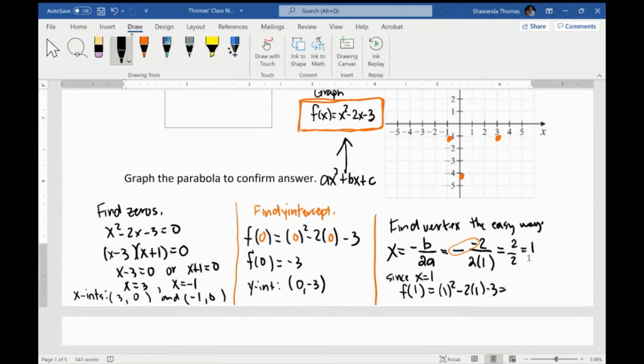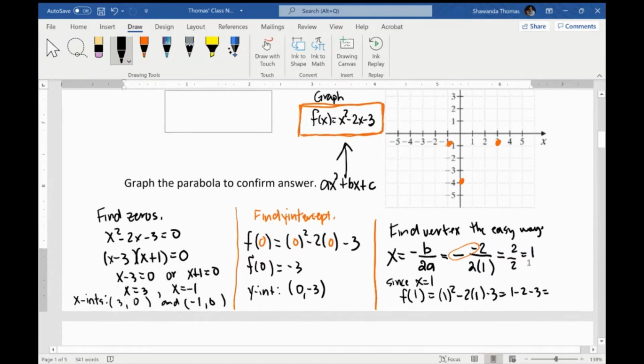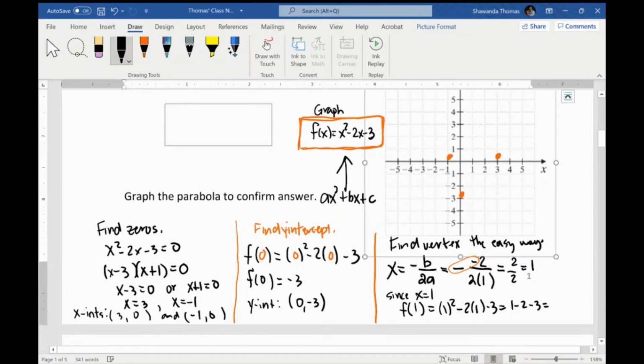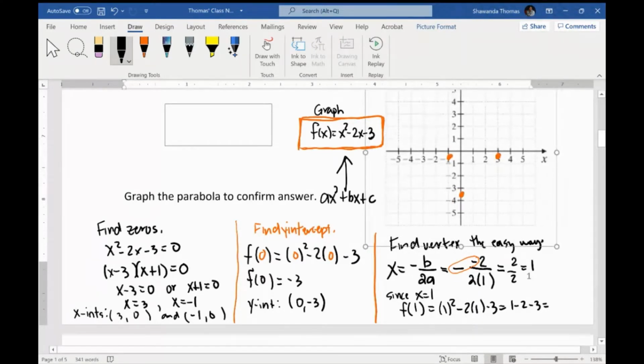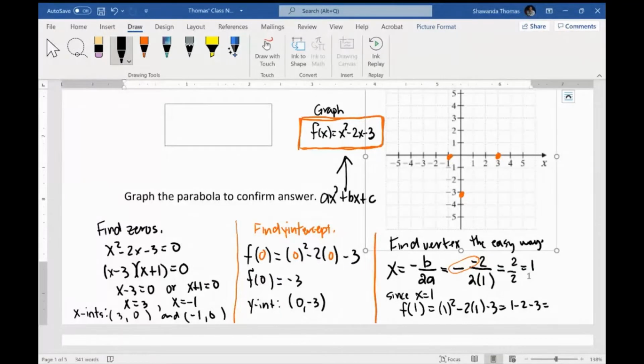What is 1 squared? That's 1, minus 2, minus 3. What is that? Negative 4. My graph moved again. Hold on, y'all. Okay, right there. Very good, negative 4. So the vertex is what? What's my x and what's my y?